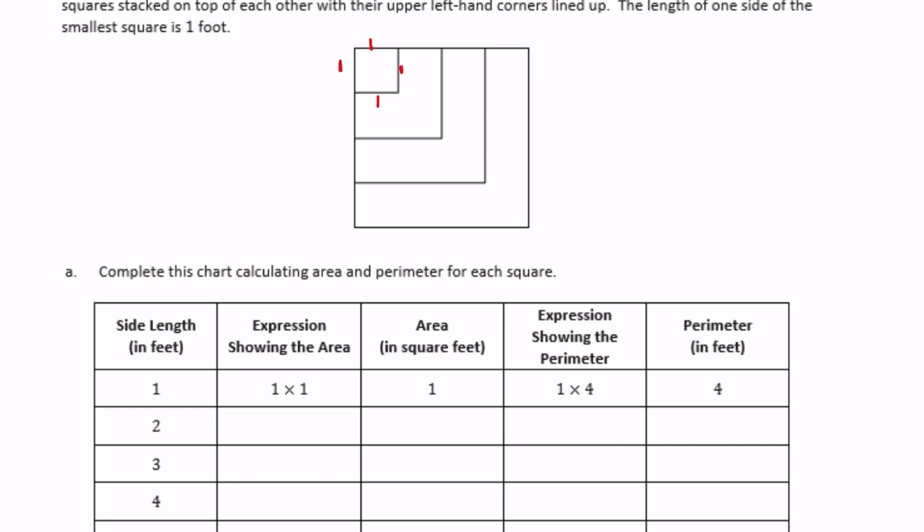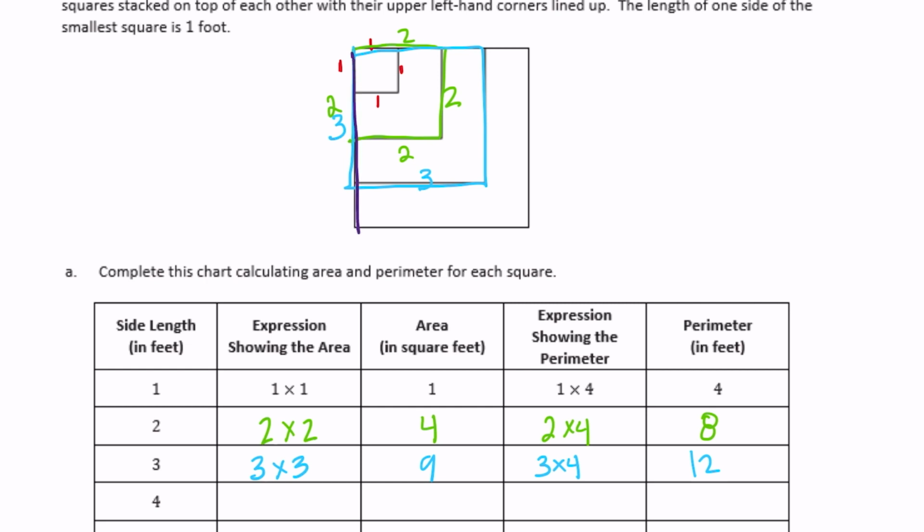So let's do that for the second square. This green square is 2 by 2. So the area would be 2 times 2, so the area is 4. The perimeter would be 2 times 4, because there are 4 sides. So the perimeter is 8 feet. If we did 3, so the side length of this is 3 by 3, then the area would be 9. If we wanted to find the perimeter, we do 3 times 4, which would give us 12.